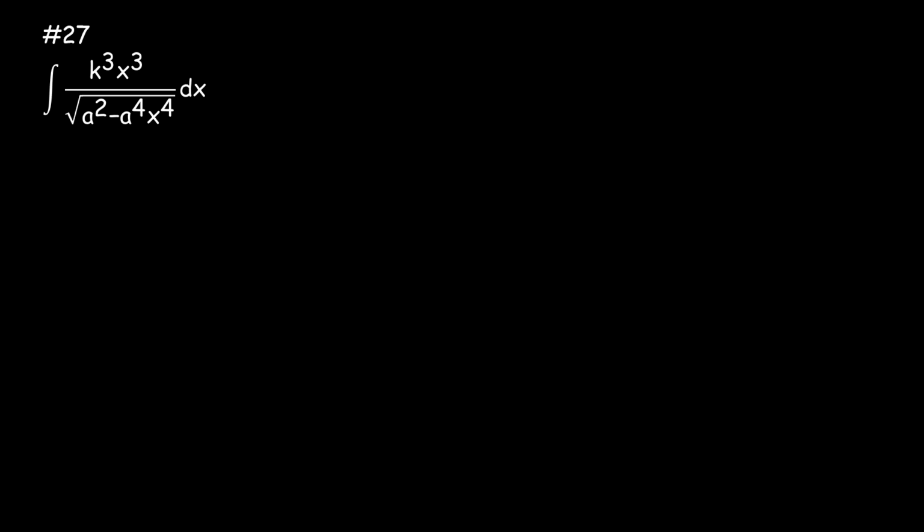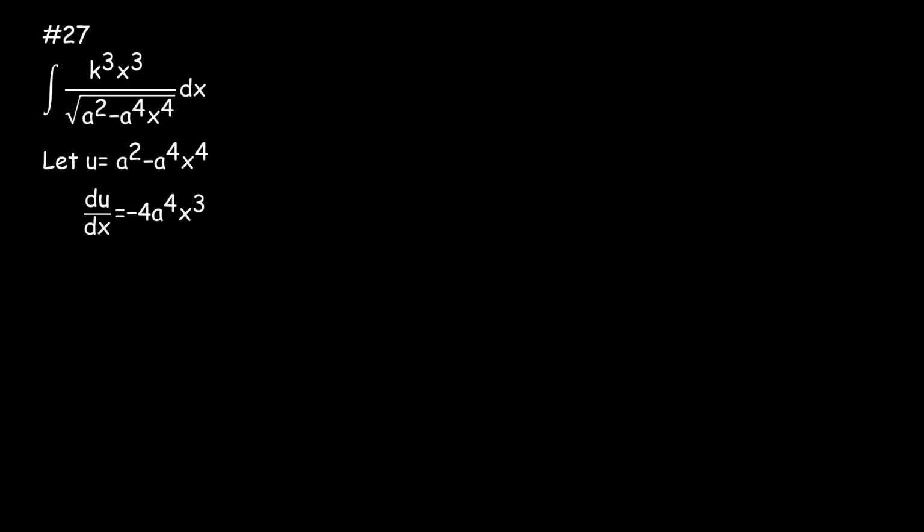constants. If you look keenly, we will see that the denominator would have a derivative of x cubed. So it's easier to just let everything that we have in the square root be equal to u, so that when we differentiate it, it's going to cancel out with the x cubed, which is in the numerator. So we let u be a squared minus a to the power 4 x to the power 4, differentiate it. We'll have negative 4a to the power 4 x cubed.